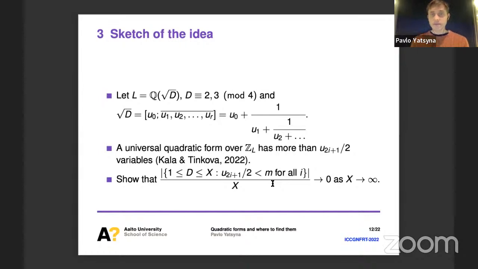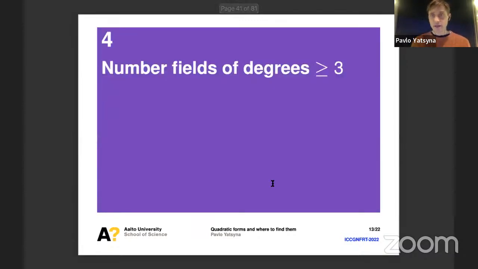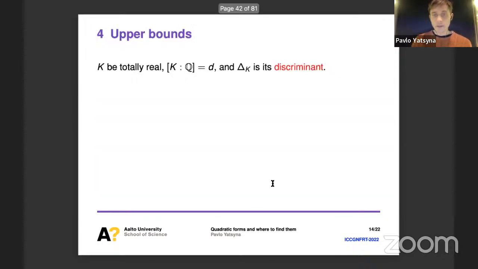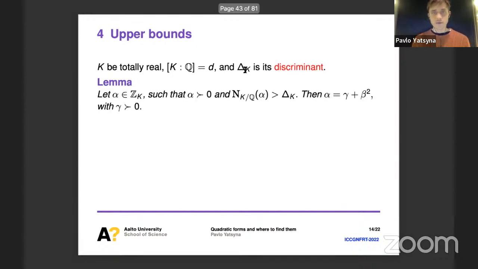And so this gives us a really nice idea of what we have over real quadratic fields. However, over a larger number field, much less is known. But we are able to give some not bad lower and upper bounds for our quadratic forms. So in particular, for upper bounds, we assume K to be any totally real number field of degree d, and I'll denote by Delta_K its discriminant. And we'll need the following lemma.